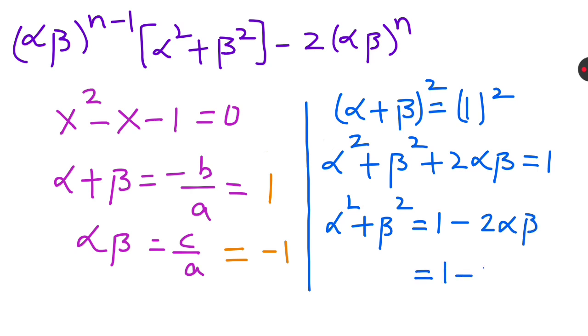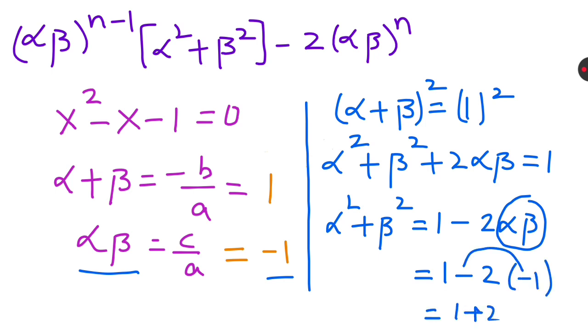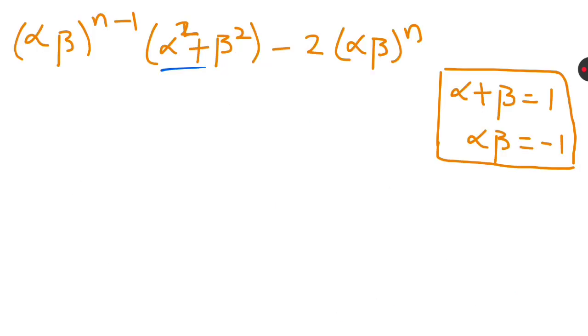So here, 1 minus 2 times what is alpha times beta? What is the product of the roots? Minus 1. So let's use minus 1. So minus into minus is plus. So 1 plus 2, which gives 3. So alpha power 2 plus beta power 2, the value is 3. So this value is 3.